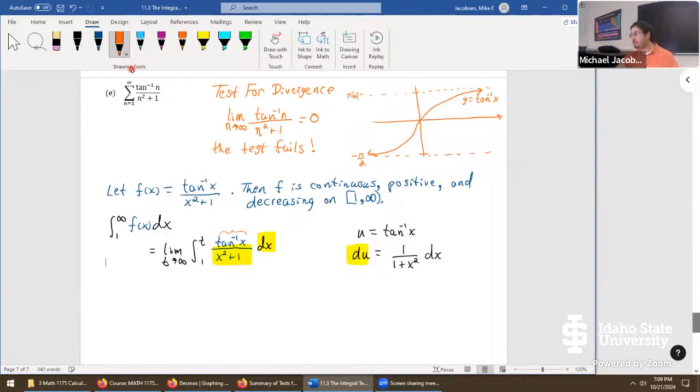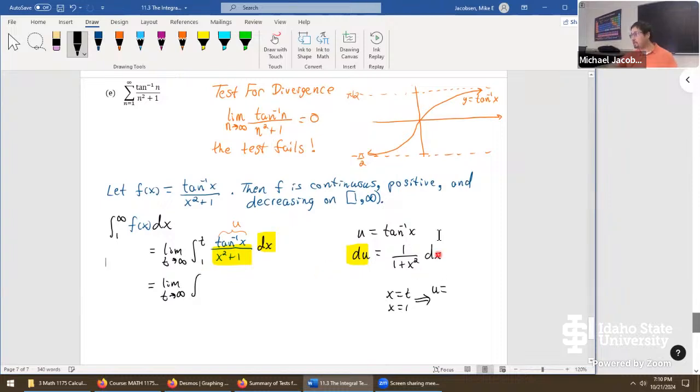This part right here is just u itself. And so on our next step, it's the limit as t goes off to infinity of the integral from, oh, yes, there's a little bit more going on here. Let's change our limits of integration as well before we forget. It goes from 1 to t, but that's for the variable x. x equals t, x equals 1.